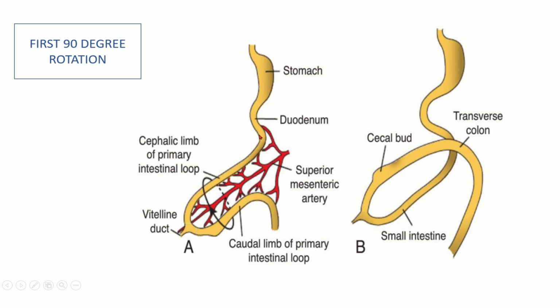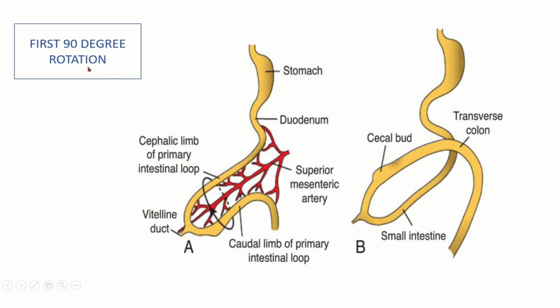So if you observe, this pre-arterial segment will give rise to the distal part of the duodenum, jejunum, and major part of the ileum. And the post-arterial segment will give rise to the terminal part of the ileum. Here you can see the cecal bud, cecum, ascending colon, and hepatic flexure and transverse colon up to the junction of right 2/3 and left 1/3. So before rotation, the pre-arterial segment is cranial, the post-arterial segment is caudal, and the superior mesenteric artery is acting as an axis. This is the primary intestinal loop.